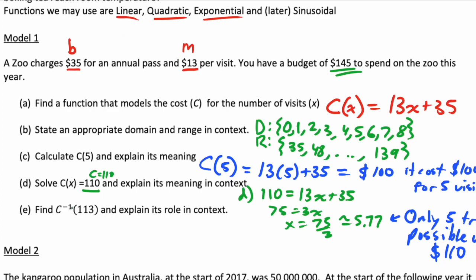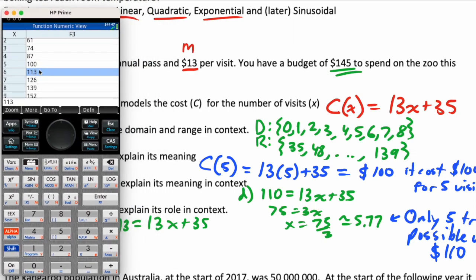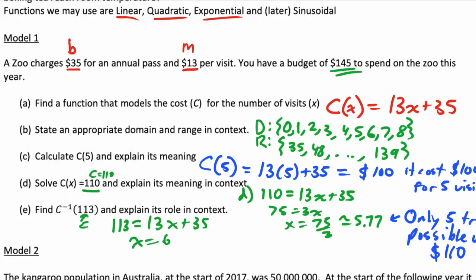Lastly, we have the inverse. So for the inverse, we reverse the x's and the y's. So this is not x anymore, this is actually c. So the question is asking you to get the x value when c equals 113. So again, 113 equals 13x plus 35. Let's subtract 35 from both sides. Or actually, we can see this on the table. When the cost is 113, the number of visits is 6. So x equals 6. Okay? So $113 gives us 6 visits.